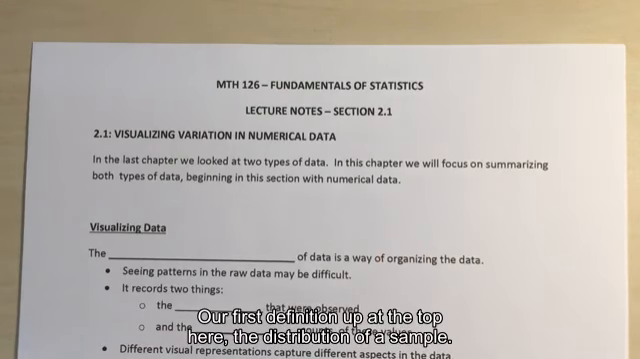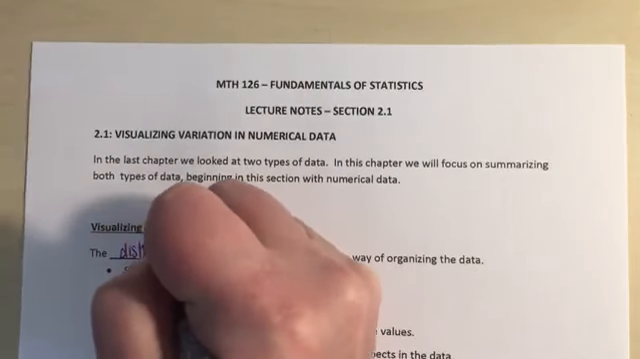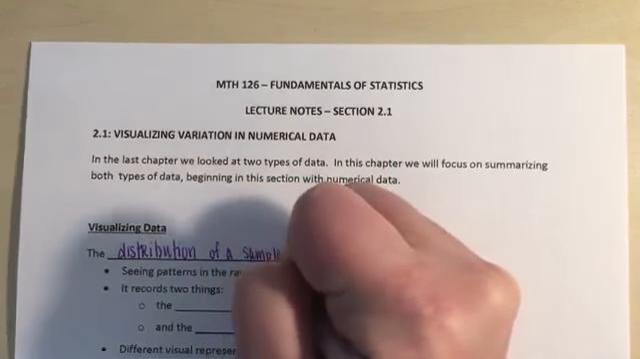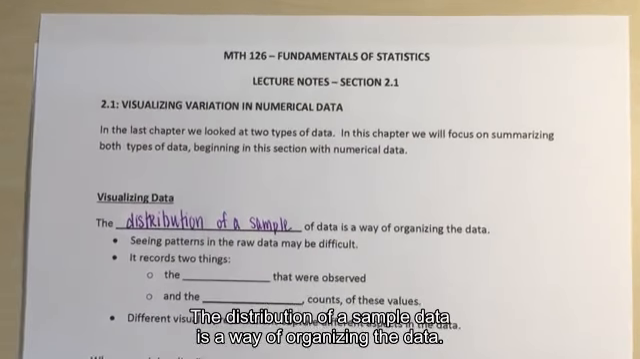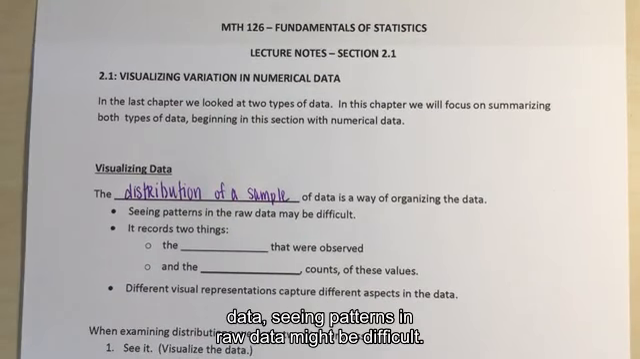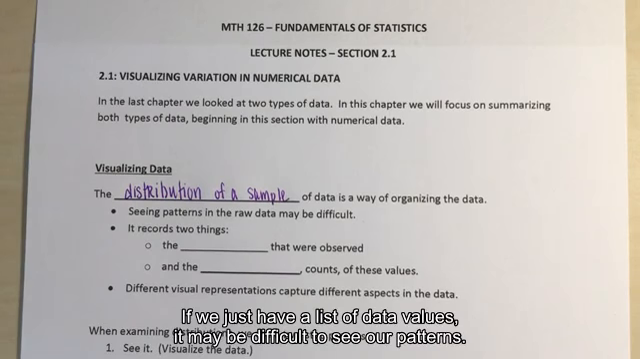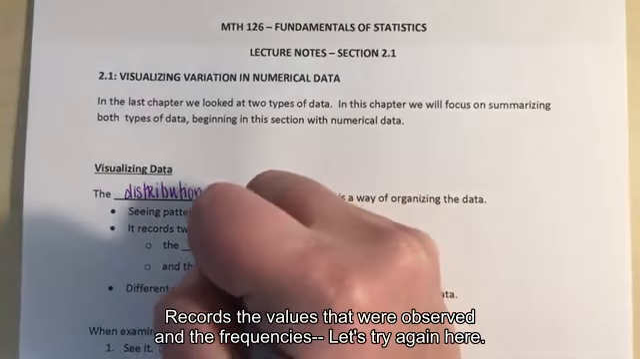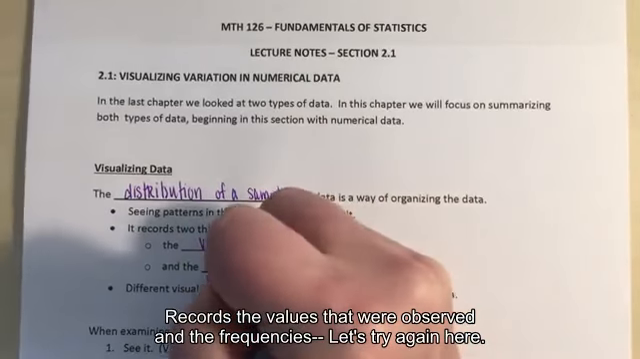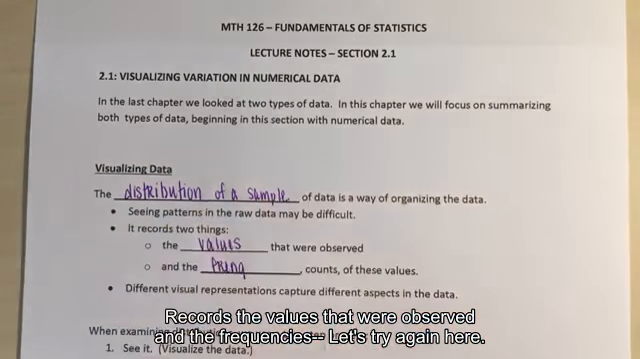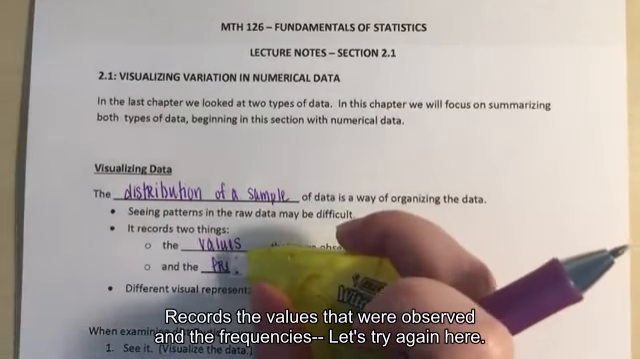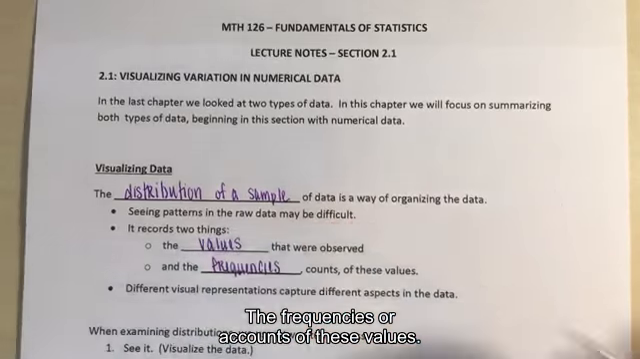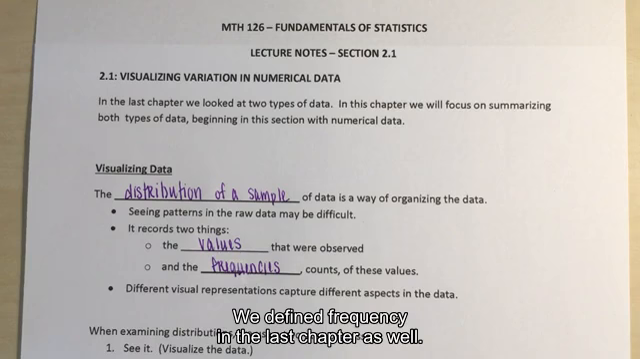So our first definition up at the top here, the distribution of a sample of data is a way of organizing the data. When we're visualizing our data, seeing patterns in raw data might be difficult. So if we just have a list of data values, it may be difficult to see our patterns. Distributions of a sample record two things. It records the values that were observed and the frequencies, or counts, of these values. We defined frequency in the last chapter as well.